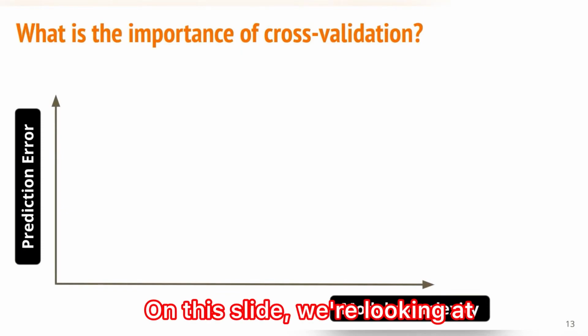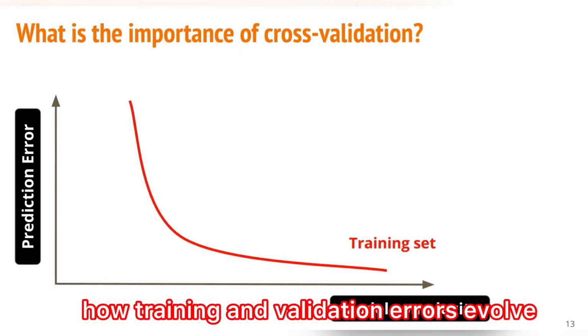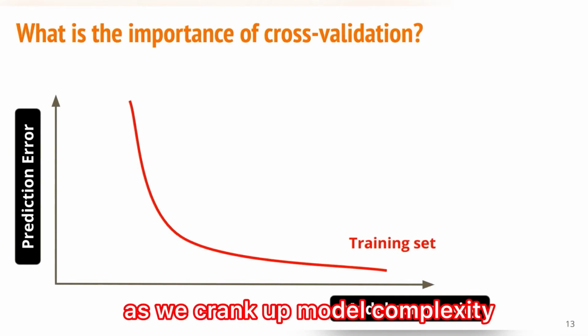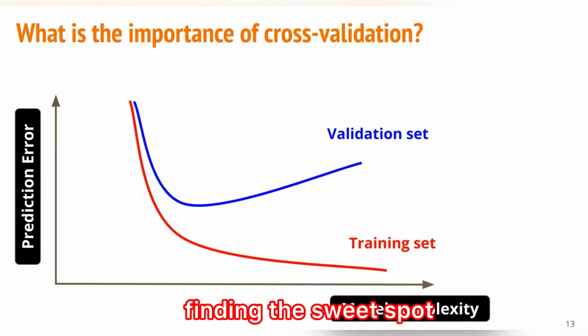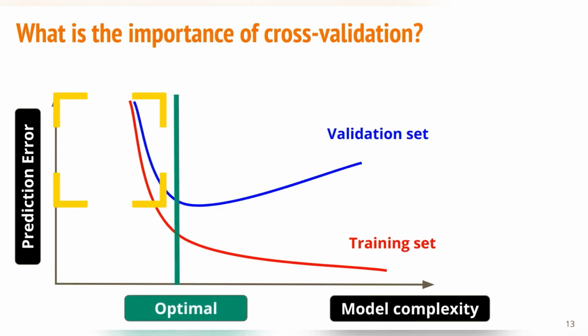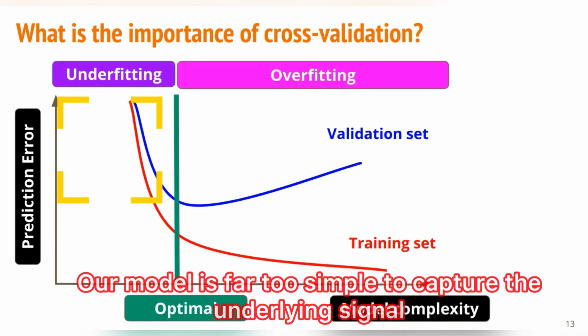On this slide, we're looking at how training and validation errors evolve as we crank up model complexity, and why cross-validation is our compass for finding the sweet spot. Starting at the left, in the underfitting region, both the red curve, training error, and the blue curve, validation error, are high. Our model is far too simple to capture the underlying signal.